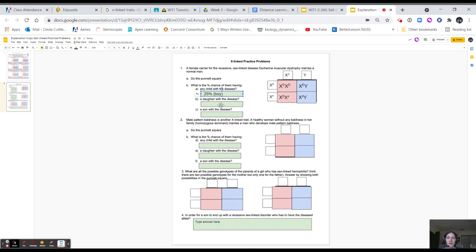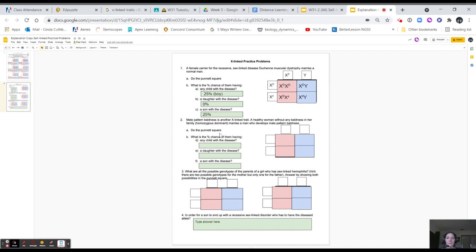Okay, what about the chance of having a daughter with the disease? Well, 0%. There are no daughters with the disease. There's one who's normal and one who's a carrier. And a son with the disease, again, they have a 25% chance. All right, so that is how you would do those.